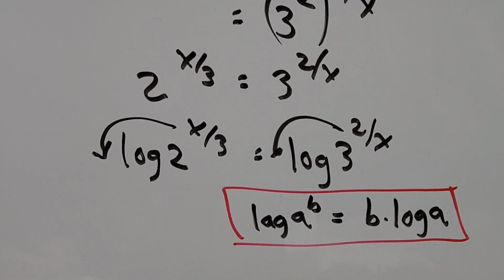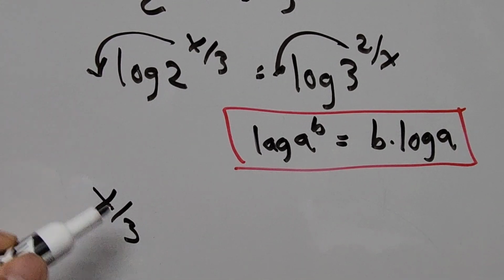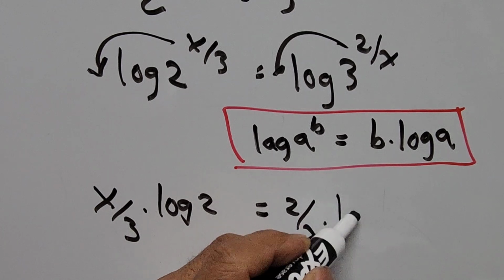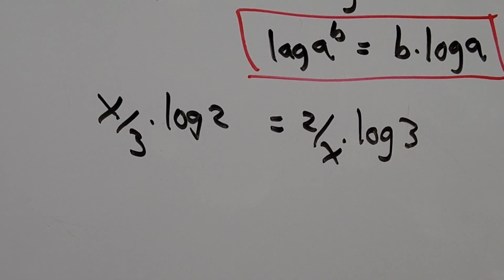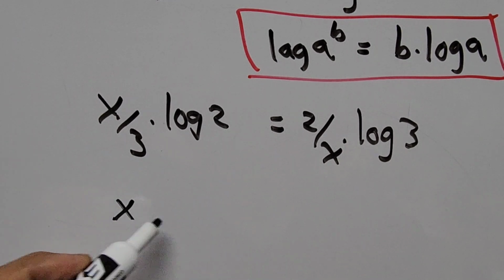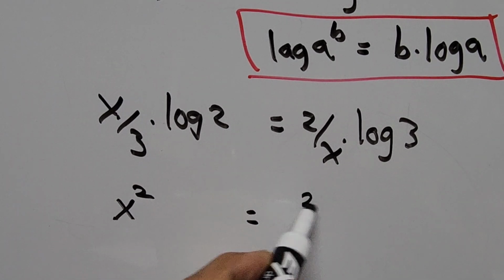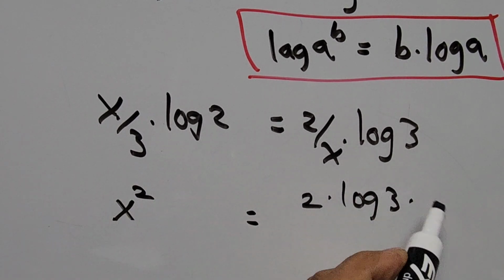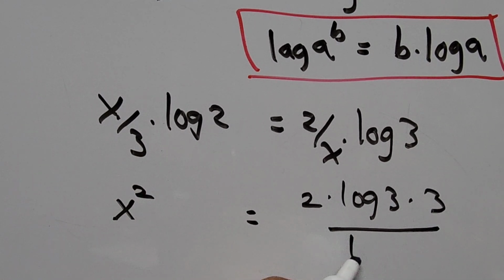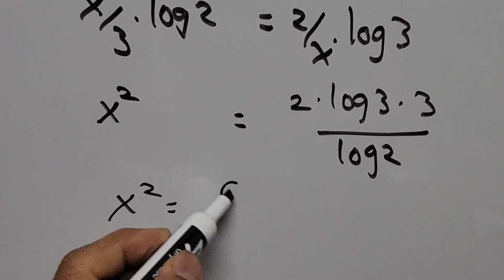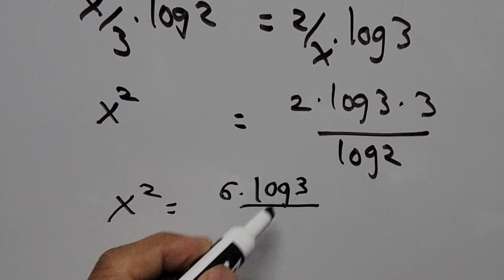Alright, so our equation now becomes x over 3 times log of 2. And the right hand side is 2 over x times log of 3. So from here, combine the variable and the constant to one side. So variable on the left side and constant on the right side. So we have x times x, right? So that is x squared equals 2 times log of 3 times 3 divided by log of 2. So we have x squared equals 2 times 3 is 6 times log of 3 divided by log of 2.